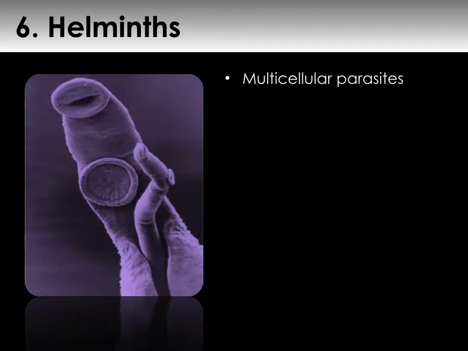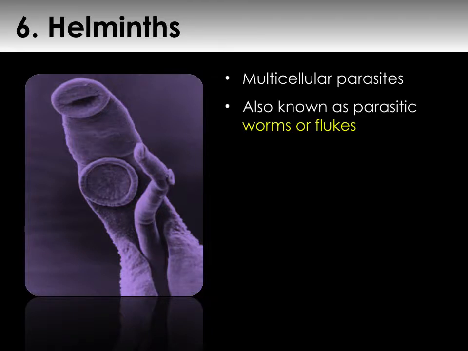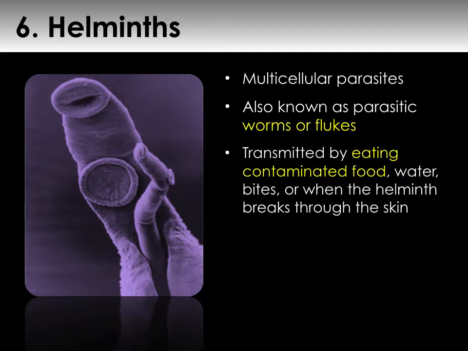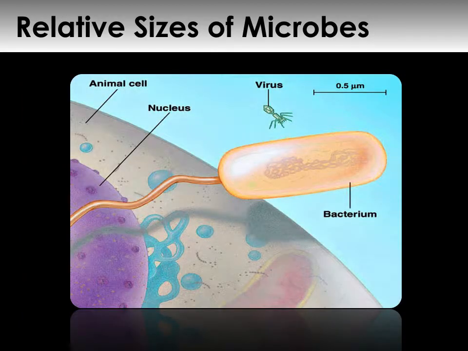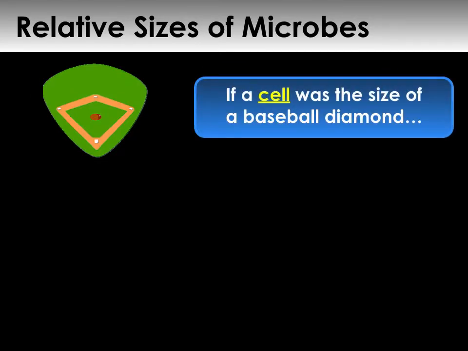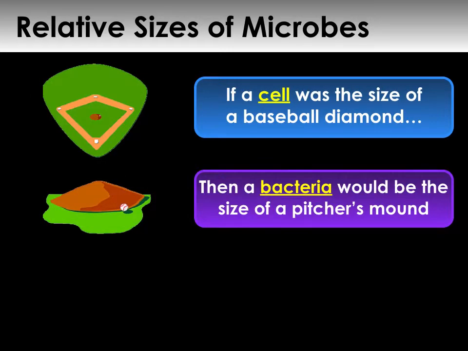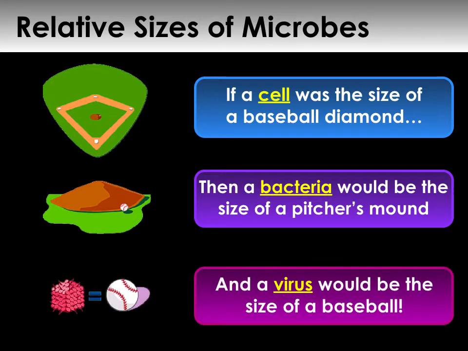Helminths is a multicellular parasite, also known as parasitic worms, transmitted by eating contaminated food, water, bites, or when they break through the skin. Examples include tapeworm, roundworms. Just another note on the size of microbes. Again, viruses are much smaller than bacteria, but bacteria are much smaller than regular animal cells. An example, if a cell was the size of a baseball diamond, then a bacteria would be the size of the pitcher's mound, and a virus would be the size of a baseball.